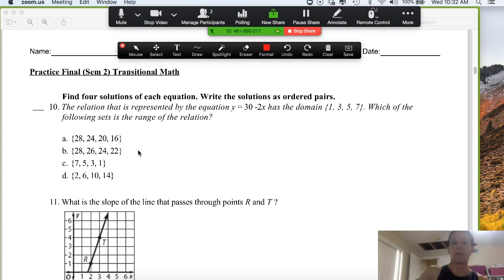Find 4 solutions of each equation. Write the solutions as ordered pairs. So let's go ahead and look. We want the relation that is represented by this equation has this domain. Which of the following sets is the range?